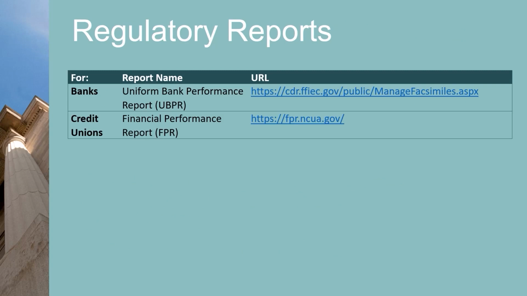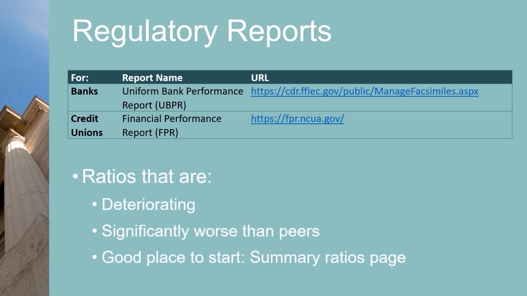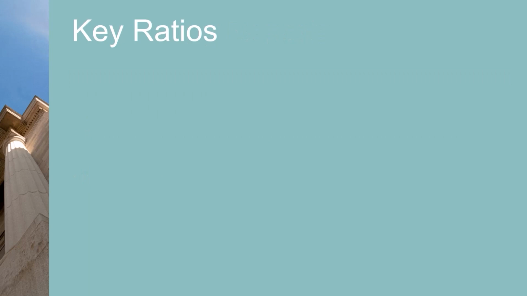This table shows where you can get that analysis. These reports compare a bank's key ratios over time and against their peer group. You're looking for ratios that are deteriorating over time or are significantly worse than their peer group. A good page to start on is the Summary Ratios page. Here are some key items on the Summary Ratios page to monitor.